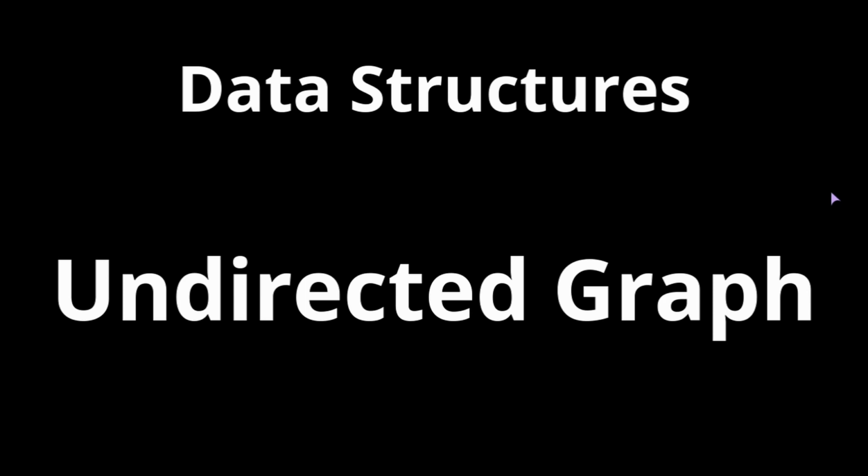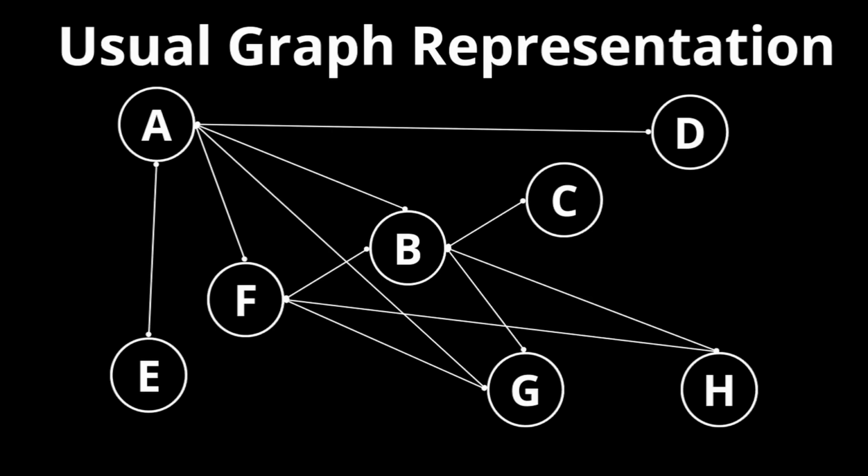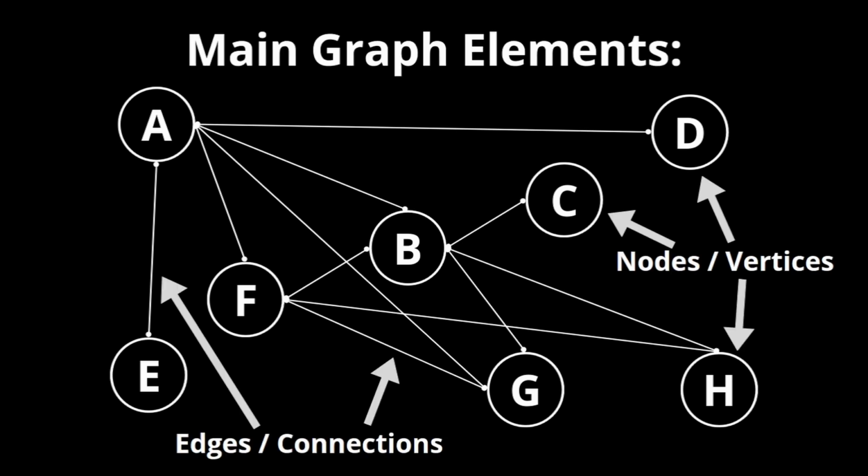So today I'm gonna bring you guys another video about data structures, and today I want to talk about undirected graph. And on top of being undirected, this will be unweighted, so there are no weights in this graph. So basically, this is a usual graph representation. So this is an undirected graph and unweighted graph. This means that if you take a look here, what are the main graph elements? We have the nodes. These are the nodes or vertices, and we have the edges or connections between nodes.